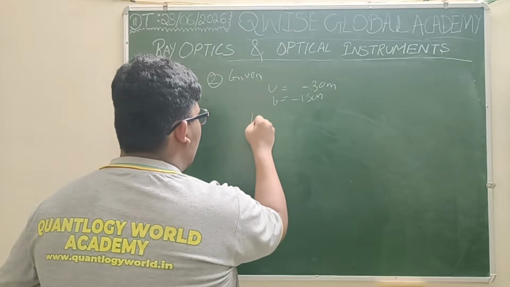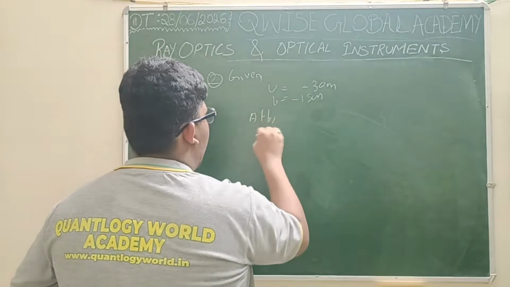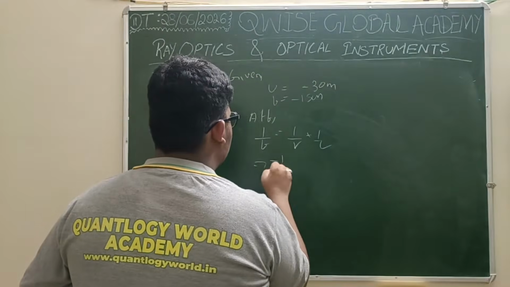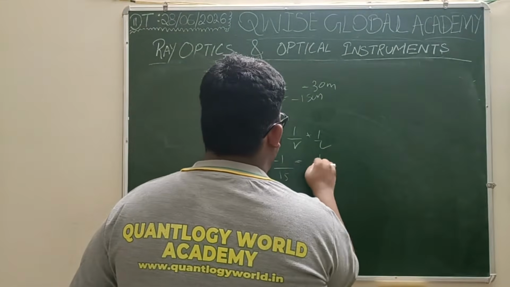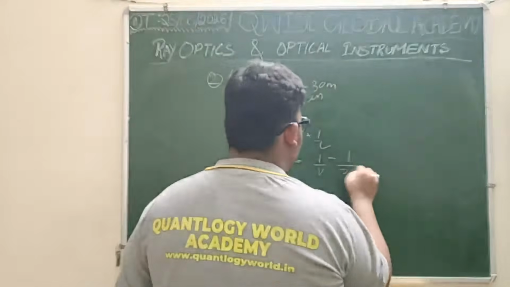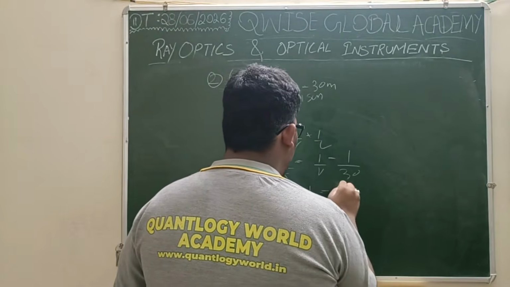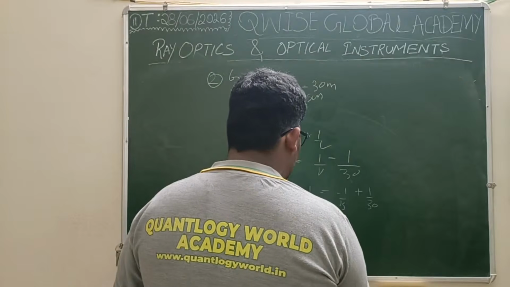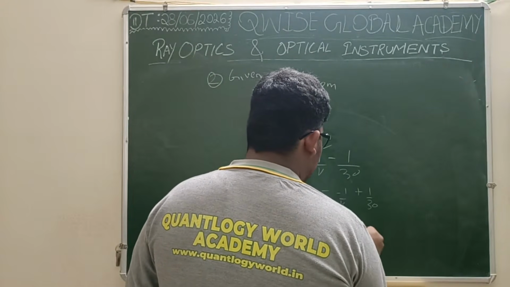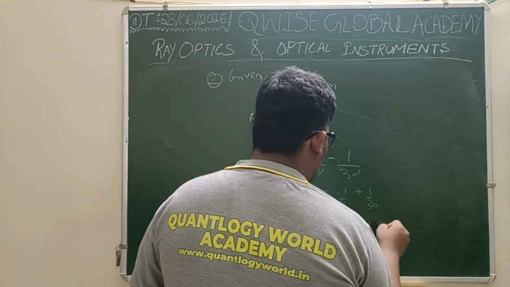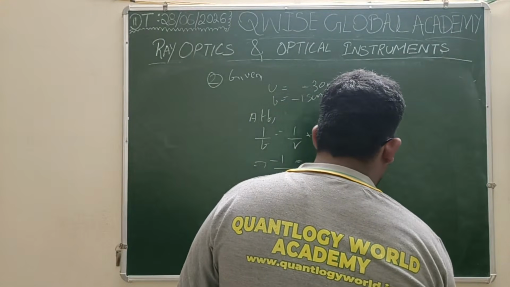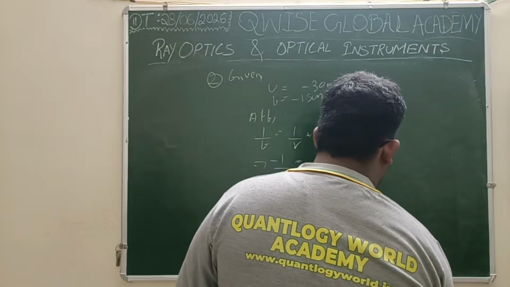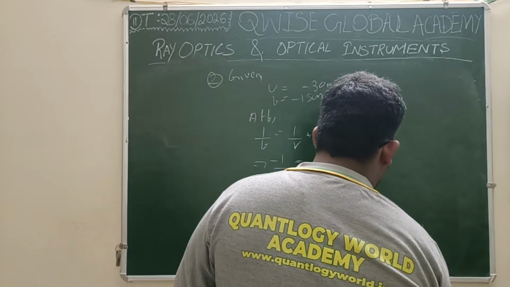First we will use the mirror formula. 1 by f equal to 1 by v plus 1 by u. Minus 1 by 15 equal to 1 by v minus 1 by 30. 1 by v equal to minus 1 by 15 plus 1 by 30. 1 by v equal to, LCM is 30, minus 2 plus 1. Implies that 1 by v equal to minus 1 by 30. Implies that v equal to minus 30.